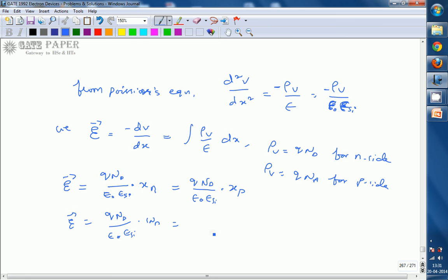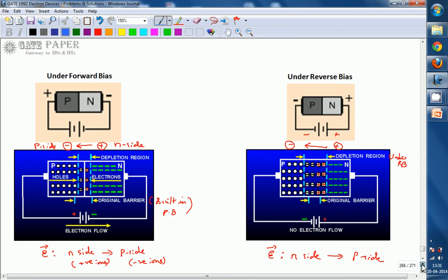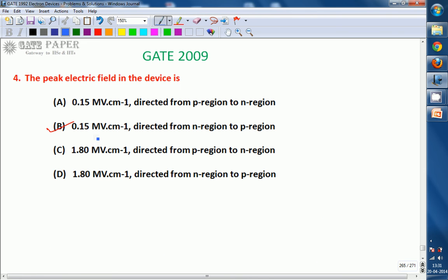The maximum electric field you are going to get is 0.15 megavolt per centimeter, directed from N side to P side. So the option for this question is B, 0.15 megavolt per centimeter directed from N side to P side, that is, the peak electric field is 0.15 megavolt per centimeter. Thank you.